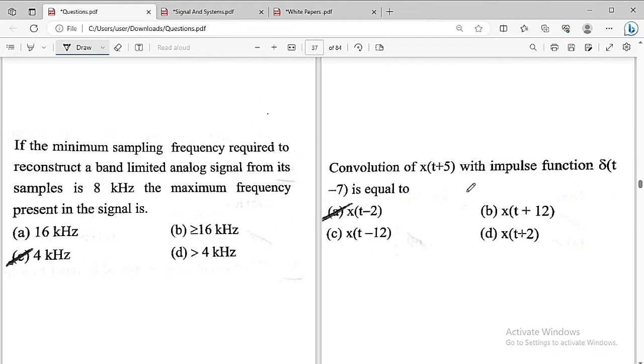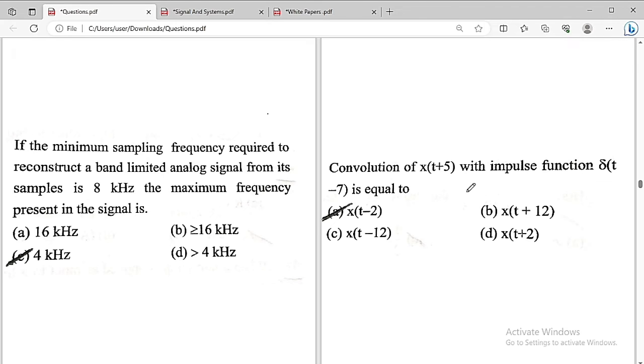See the question here. The convolution of x of t plus 5 with the impulse function delta of t minus 7 is equal to? Basically in this question they are asking what is the convolution of x of t plus 5 with the impulse function delta of t minus 7. So what are the four options? Option A, x of t minus 2 is the correct solution of this question.